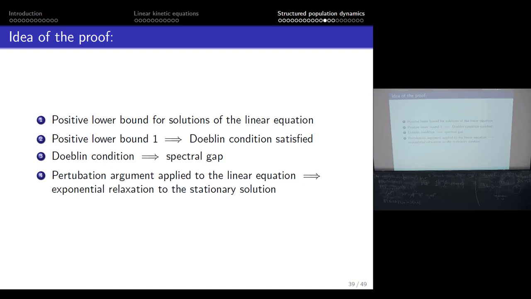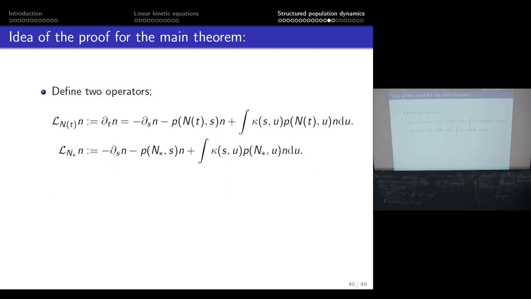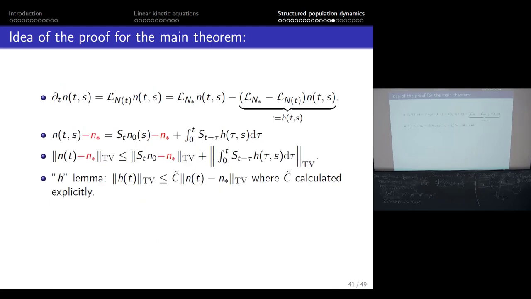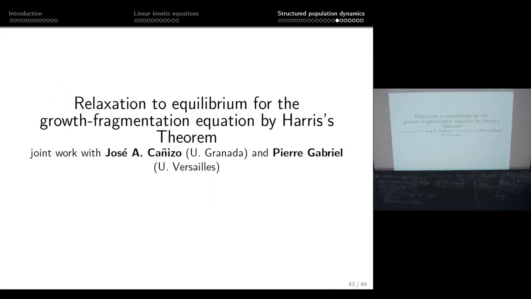Then if we have the Doeblin conditions, we will have this spectral gap in the linear Bloch setting, then we will use some kind of perturbation argument to get the exponential relaxation to stationary solution. So the thing here is that we can only get a result for very weak nonlinearity, since we use this perturbation argument, so it's not really very nonlinear. Okay, I will not mention these details of the proofs for the nonlinear case.